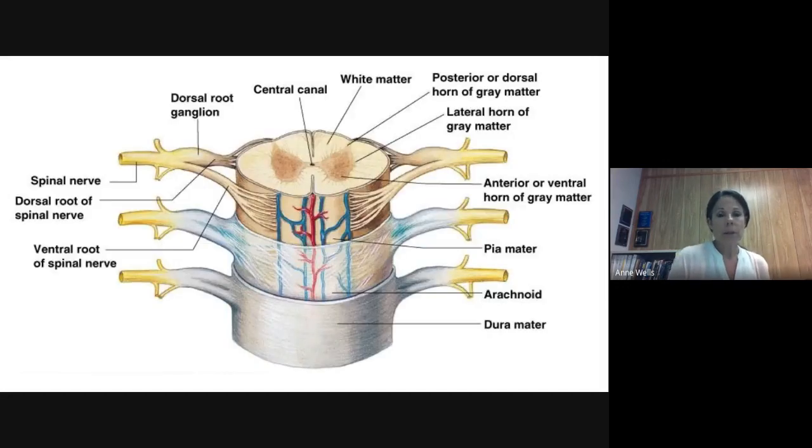So you can take a look at this picture, and we'll look at several different pictures so you can kind of see what it's talking about when it says it looks kind of like a butterfly, and the gray matter and the white matter.